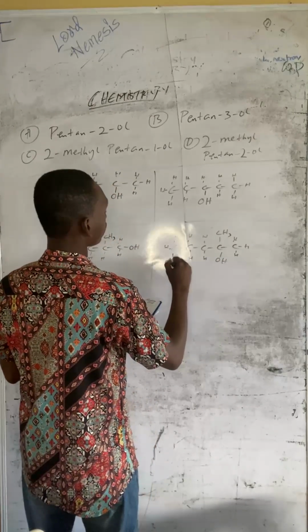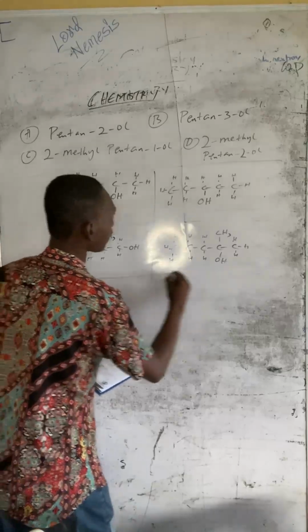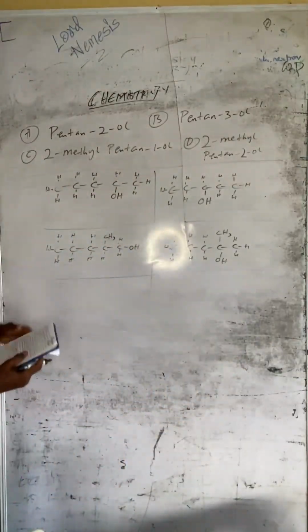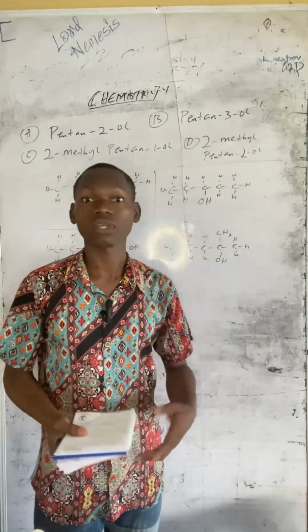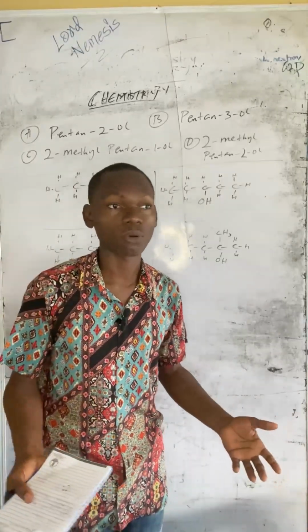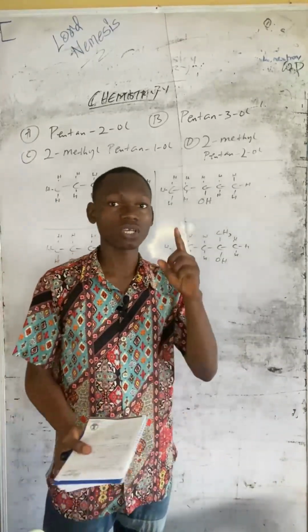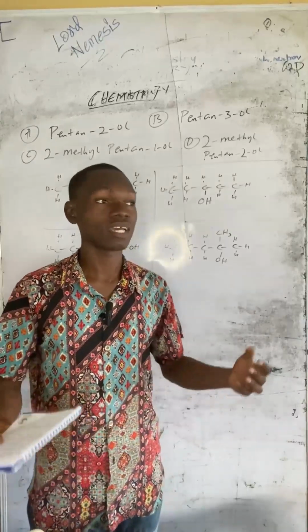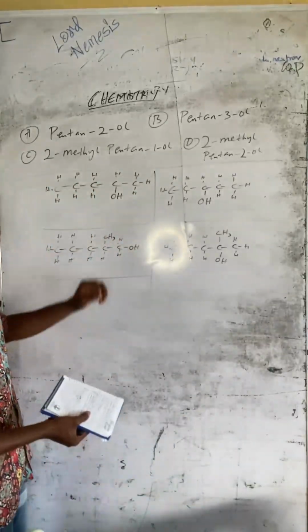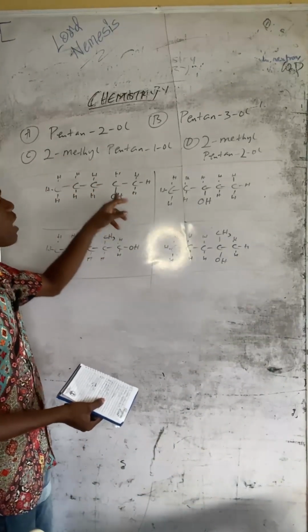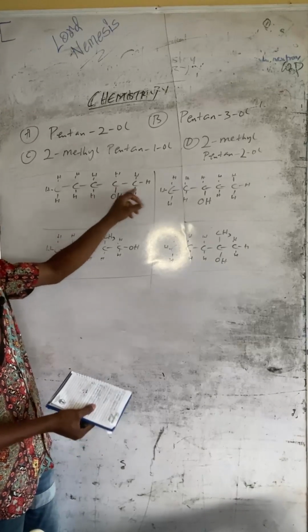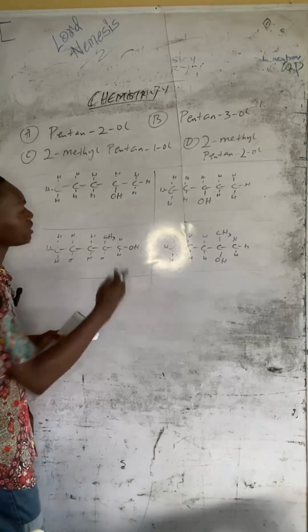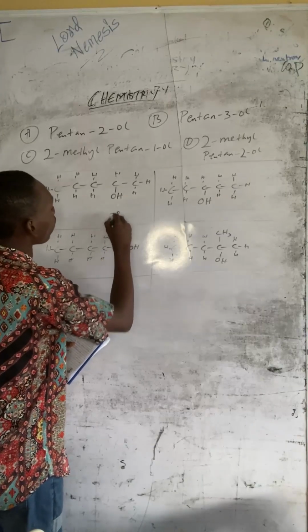All right, now let's identify that. Let's start from option A. Like I said, a tertiary alcohol has the OH group bonded to a carbon that has 3 other carbons attached. Primary has 1 other carbon, and secondary has 2 other carbons. So now let's quickly identify that. This is the OH group attached to this carbon. As you can see, this carbon is directly bonded to only 2 carbons, so this is a secondary alcohol.